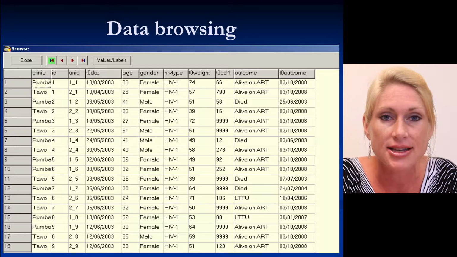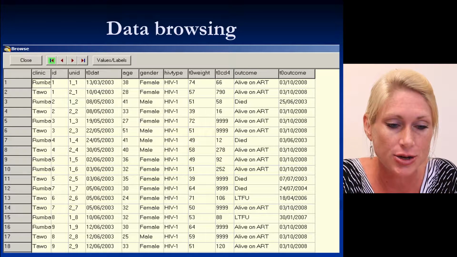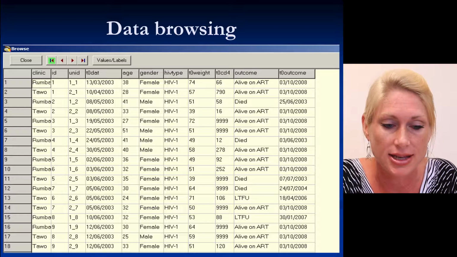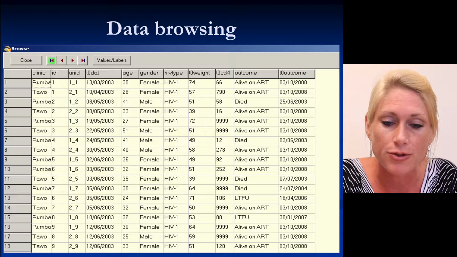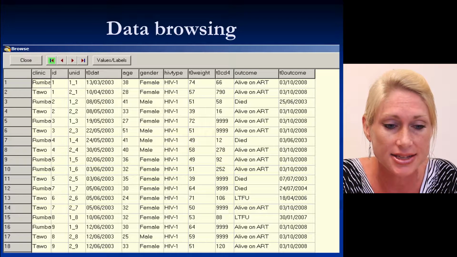Just to give you an insight into these data, they are from an HIV program in Burkina Faso, where in addition to HIV-1, HIV-2 also exists. And these specific data are for patients who've been started on treatment, on ART, between 2003 and 2008.